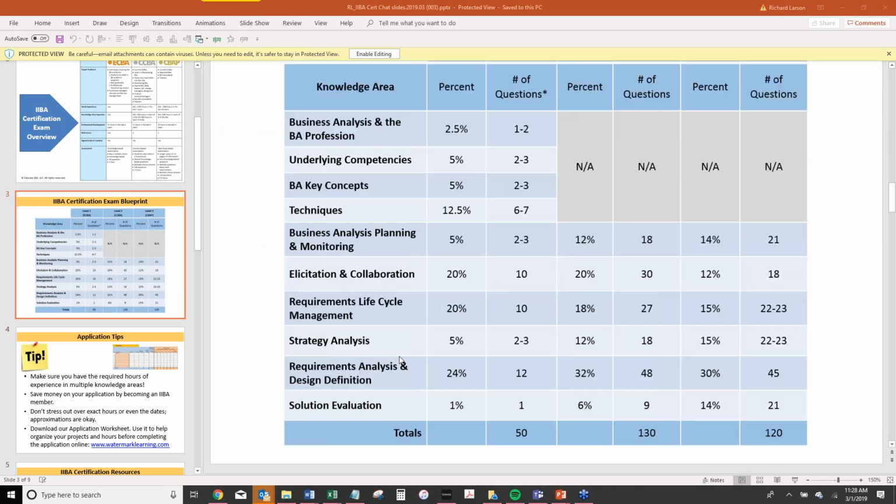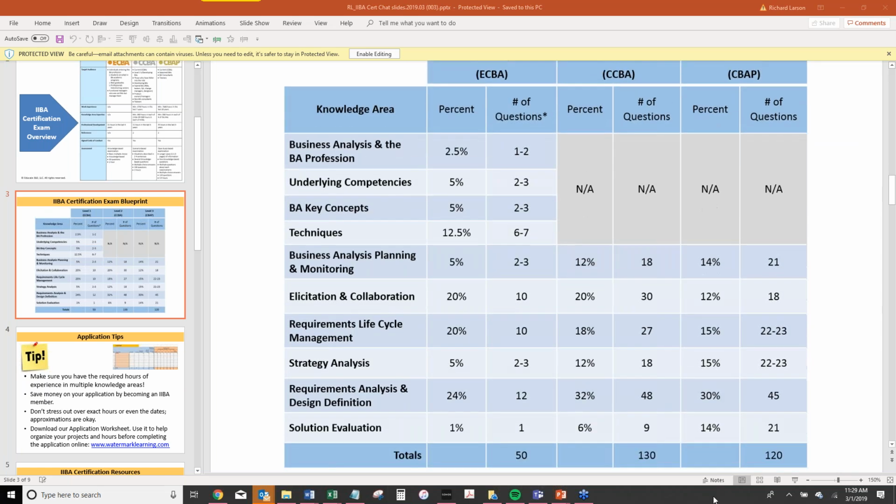Now, if you're looking at CBAP, let's say, let's see where level 2 and level 3. How do I get over there? Let me hide this. All right, there we go. Okay. So for CBAP and for CCBA, if that's what you're interested in, requirements analysis and design definition have the most at 32 and 30% respectively, for CCBA and CBAP. So you really need to understand those.